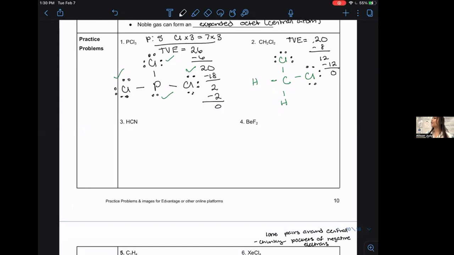Okay, what about the next one? This is different. Look at HCN. Cyanitrile. Don't remember the name. Anyway, here we have H written first, but what can H never be? Central, but what does carbon love to be? Like me.